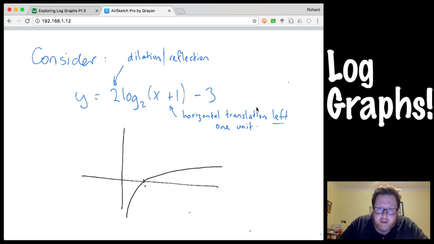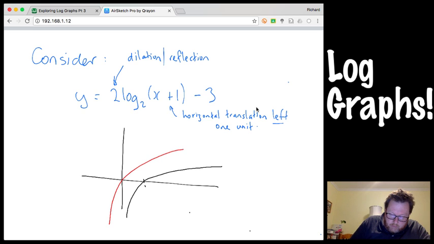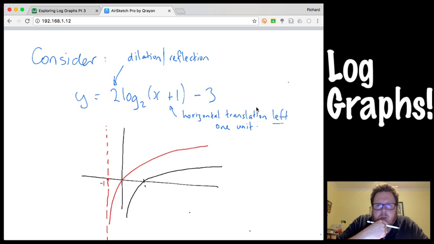So looking at that in isolation, not looking at it in terms of the 2 and the negative 3, just by having a horizontal translation of 1, we would be looking at something along the lines of, to the left was it? So something along the lines of like that, with a vertical asymptote now being at x equals -1 instead of being at 0. So that's the effect of the +1.